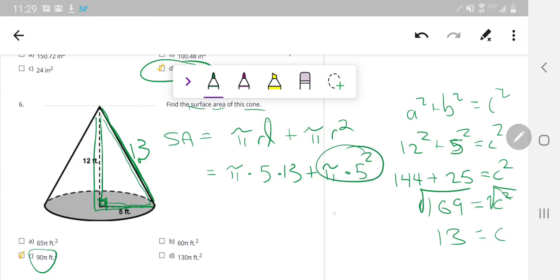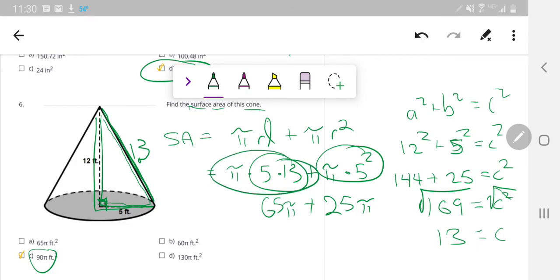This here simplifies down to 25 pi. And this simplifies down to 65 pi. And then if I add those up, I get 90 pi. These are like terms here. You just keep the factor they have in common, and you add the coefficients. So that becomes 90 pi, and there it is, 90 pi.